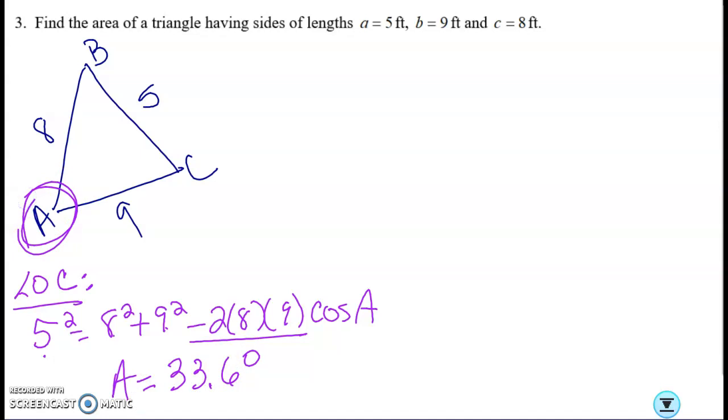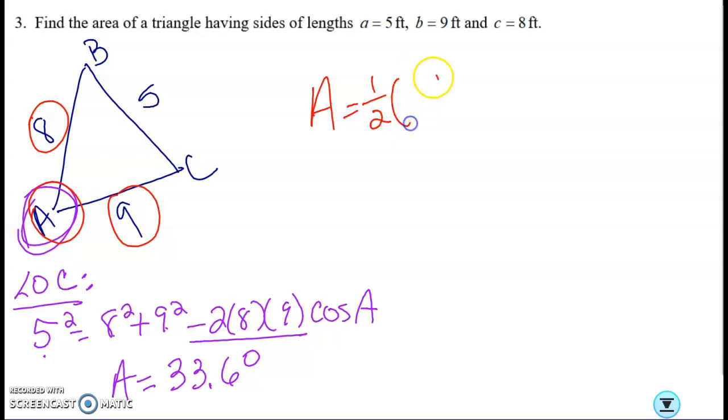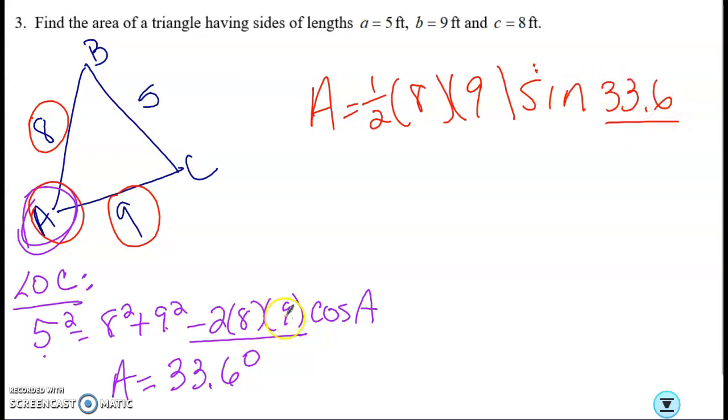Now we have our side angle side situation, so we can find our area, which would be 1/2 times 8 times 9 times the sine of 33.6. We're using cosine here, but sine here. And when we put that all into the calculator, I got 19.9 square feet.